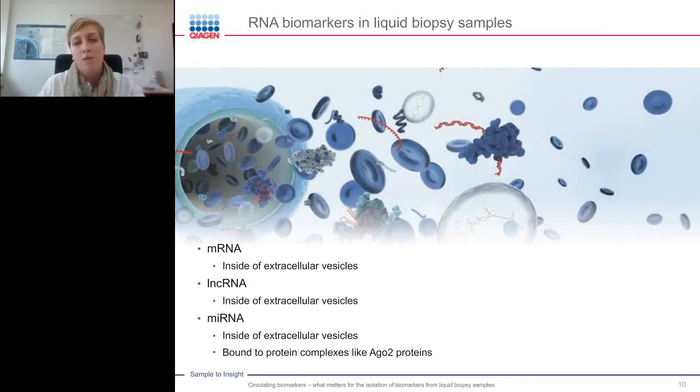This is just a reminder of what RNA biomarkers are present in liquid biopsy samples and where they are typically found within a liquid biopsy sample. So mRNA is usually only contained inside of extracellular vesicles, because this is where mRNA is in fact protected by the lipid bilayer. Long non-coding RNAs are also exclusively present inside of extracellular vesicles, again because they are protected there. For microRNA, it's a little bit different. MicroRNAs in liquid biopsy samples are either within extracellular vesicles, or they are bound to protein complexes like the AGO2 proteins. So if they are outside of vesicles, they are protected by protein complexes, or they are protected within exosomes.